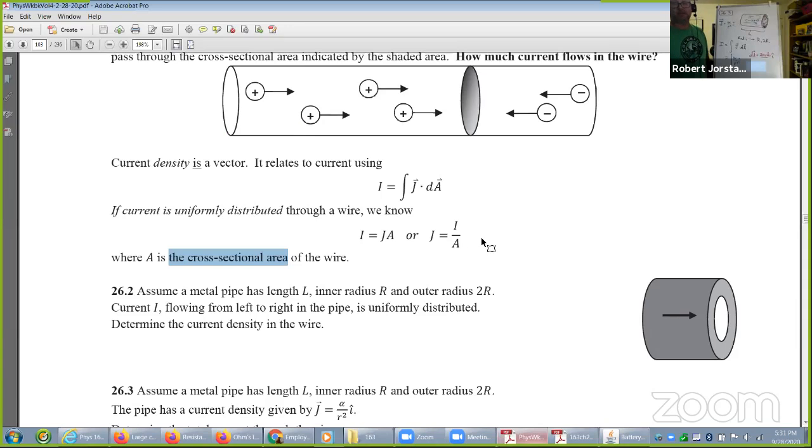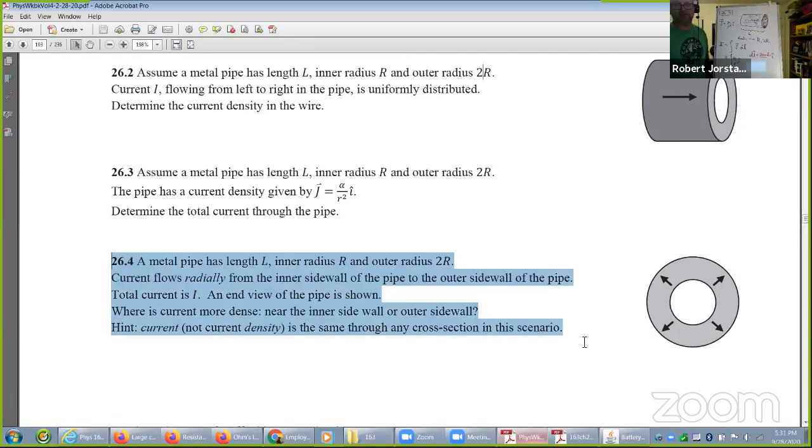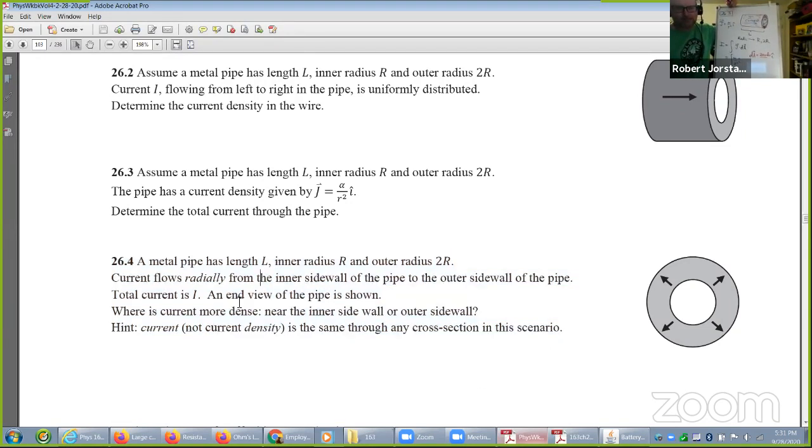All right, cool. So now look at this one. I think this is enough to get you rocking on current density until chapter 29. Say you have a metal pipe with an inner radius and outer radius. Now current is flowing radially outwards. This is possible, right? What if the inner conductor had some positive charge and the outer conductor had some negative charge? You could imagine current flowing from the inner surface to the outer surface if you connect the positive terminal of a battery to the inner one. And now the total current is I.